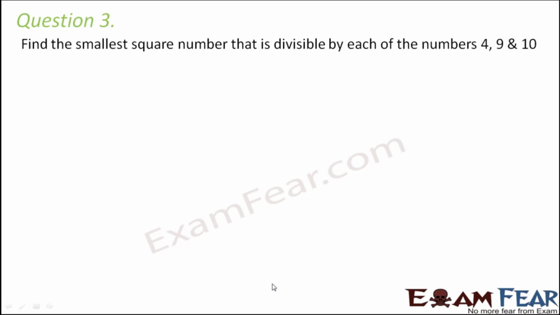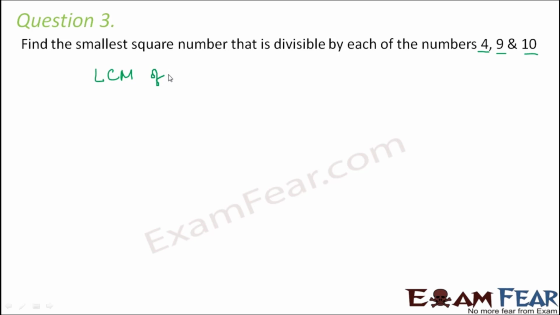Question number 3. Find the smallest square number that is divisible by each of the numbers 4, 9 and 10. So a number that is divisible by each of these numbers, what would that number be? So that number will be a multiple of each of these numbers. So basically that number will be a common multiple of 4, 9 and 10. So you want the smallest number. So basically we need to calculate the least common multiple of 4, 9 and 10.